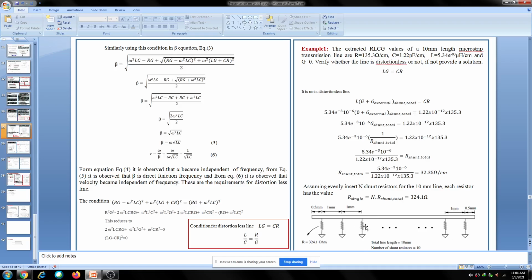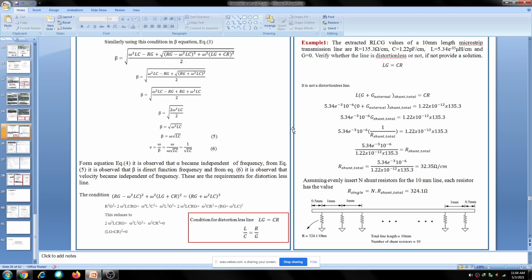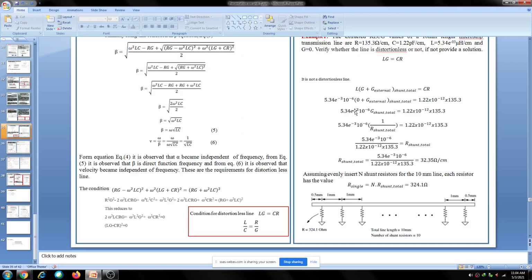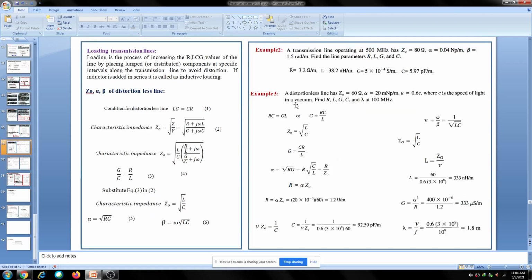See, like this. This is one of the ways. By adding shunt resistance, we are increasing the shunt conductance G. It is increased by adding this shunt resistance. Similarly, we can do it for the inductor also. By adding an inductor in series, we can increase the overall LG product. So that is called loading transmission lines.